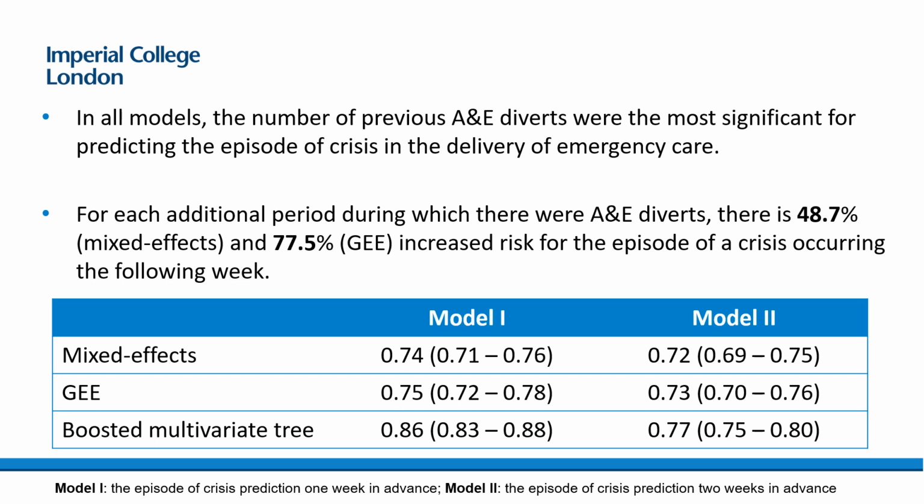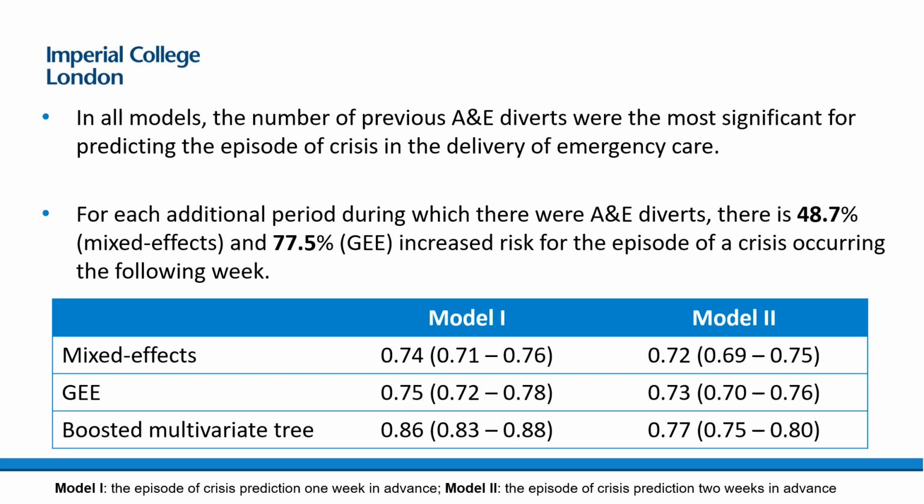In all models, the number of previous A&E diverts was the most significant predictor of an episode of crisis in the delivery of emergency care. For each additional period during which there were A&E diverts, there is almost 49% for mixed effects and over 77% for generalized estimation equation increased risk for an episode of crisis occurring in the following week.